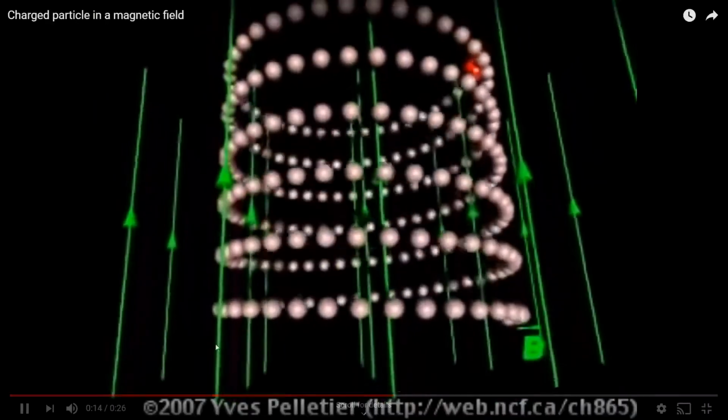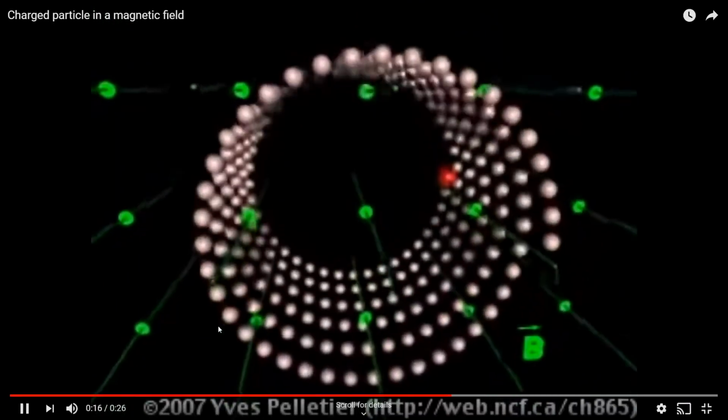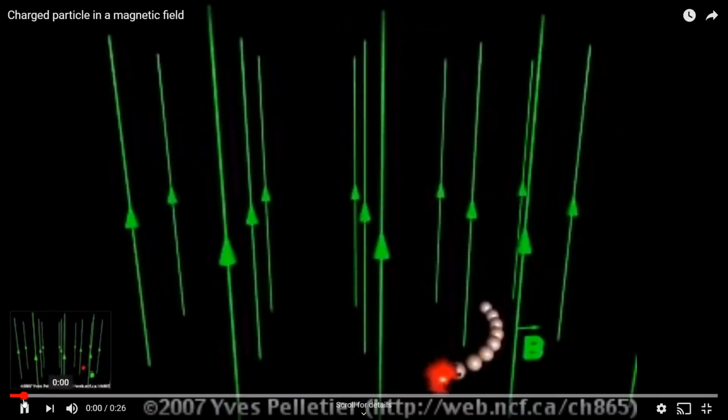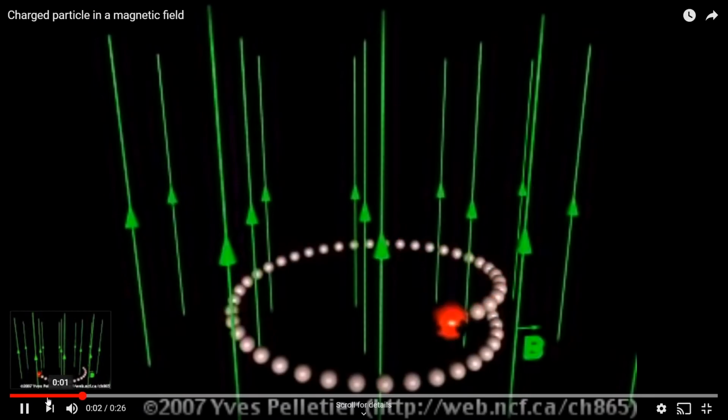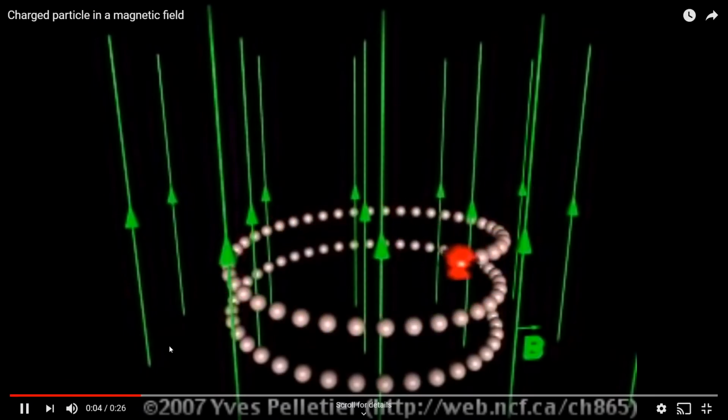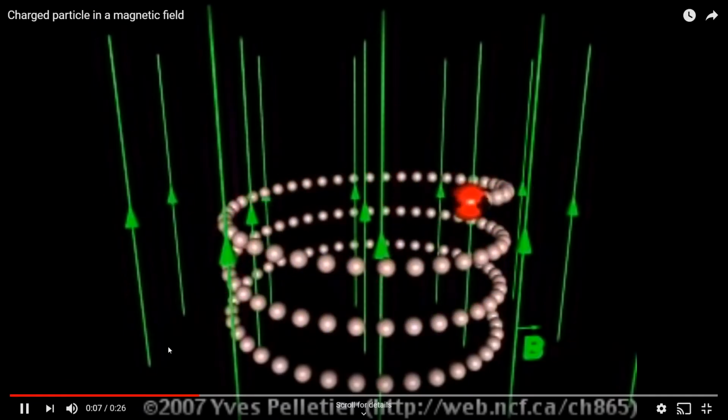You can imagine, actually, that if you were in a reference frame that was moving along with the particle upwards, what would it look like? What if you were moving upwards at the same speed that the particle is moving upwards? What would its motion look like?